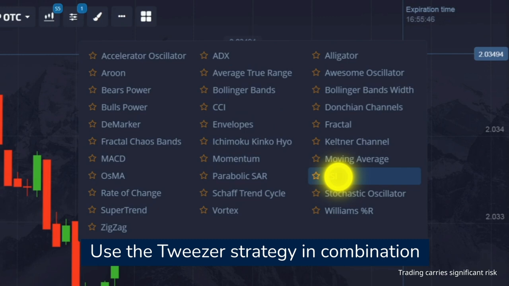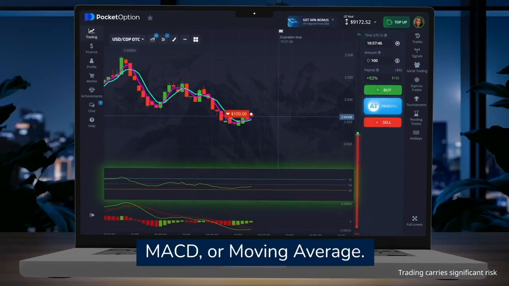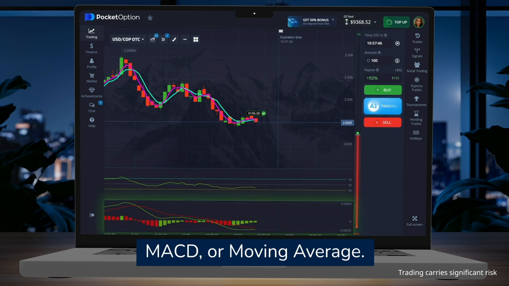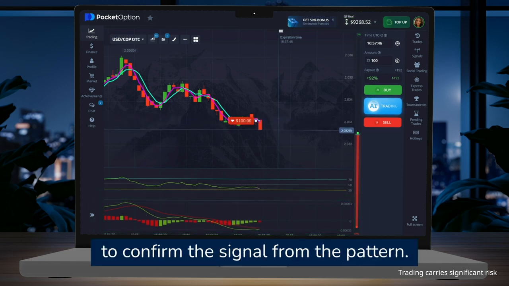Use the tweezer strategy in combination with other indicators such as RSI, MACD, or moving average. These indicators help to confirm the signal from the pattern.